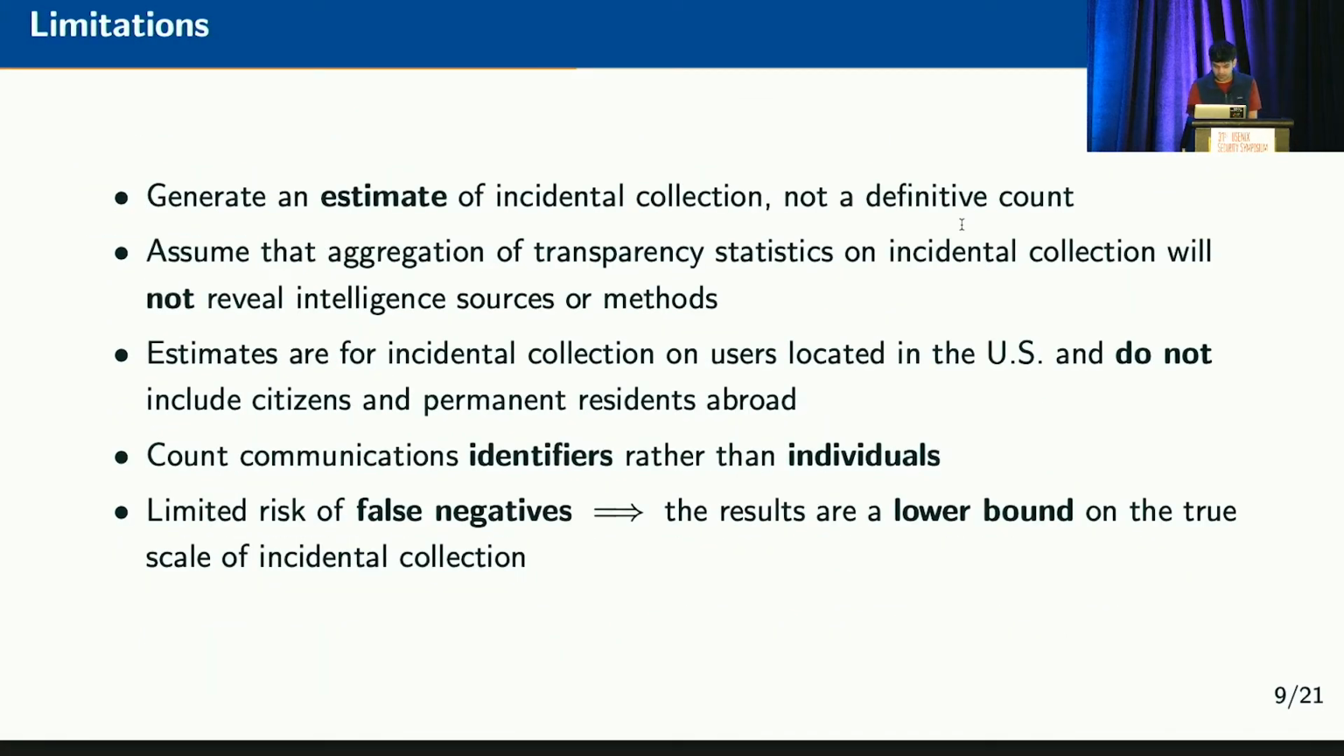Our method still suffers from significant limitations. We only generate an estimate of the scale of incidental collection, not a definitive count. We also assume that such an estimate would not reveal intelligence sources or methods. As mentioned previously, these estimates do not include US persons located outside the US. And we can only count identifiers like email addresses and phone numbers, but not people. The protocol also introduces a quantifiable risk of false negatives, so these estimates are always going to be lower bounds. And with these caveats, we will now discuss the design of the protocols.